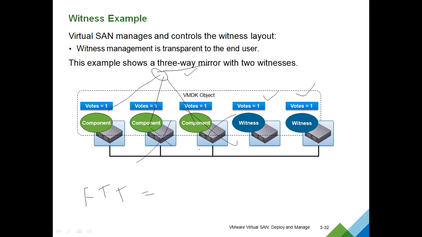But in this example, my consumption is going to be 300% as compared to the previous one, where we are going with just 2 copies. So normally people don't use RAID 1 with FTT2, because there is huge space loss. As compared to this, people go for erasure coding like your RAID 6 concept, because they are going to achieve the 2 FTT there as well.